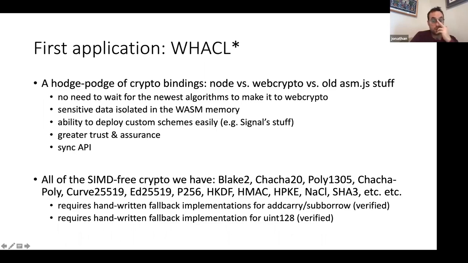So we managed to compile essentially all of the SIMD-free crypto that we have. That's a big list of algorithms. I'm not going to read them all. The only thing that we had to do was implement two intrinsics that we were using pervasively through our code, add-carry and sub-borrow. And we had to provide an implementation of uint128 because all of our code was assuming the existence of a uint128 type, which WASM doesn't have yet.